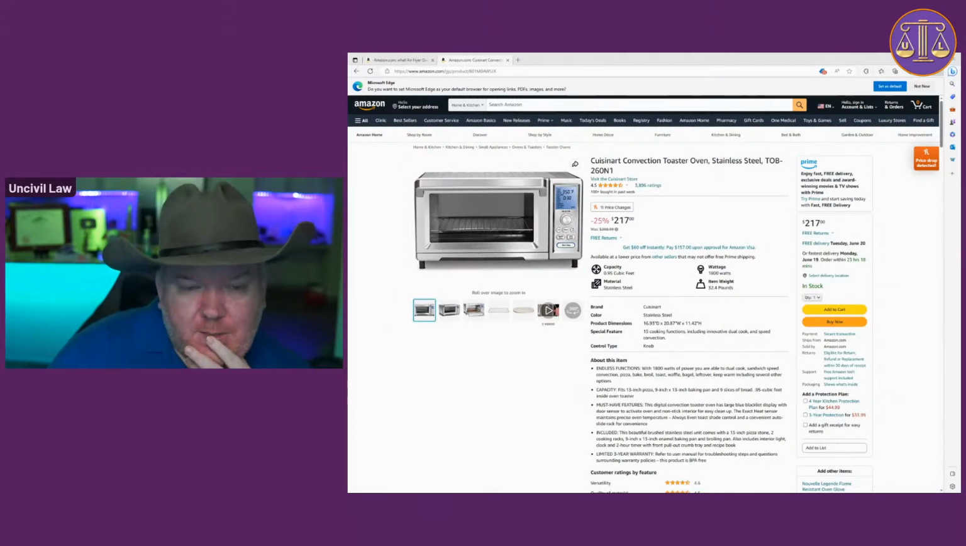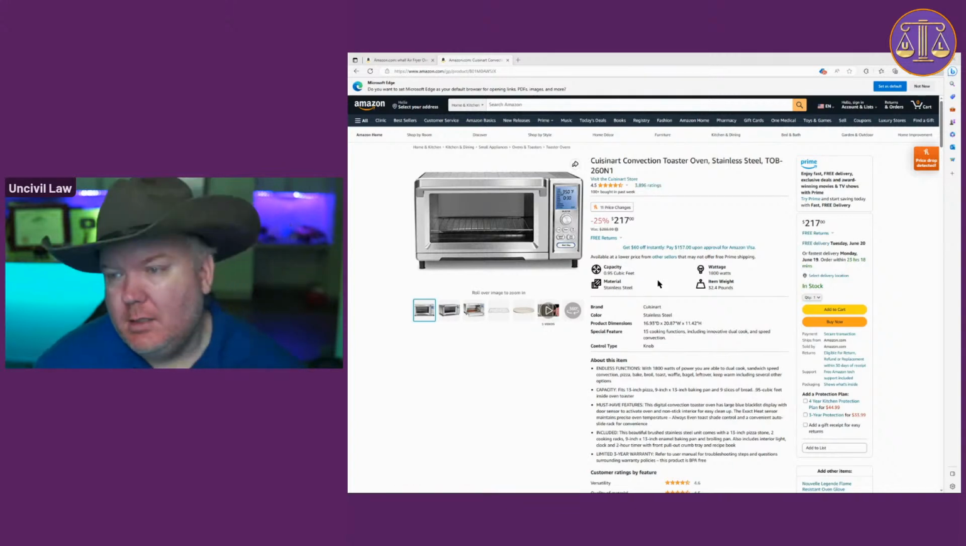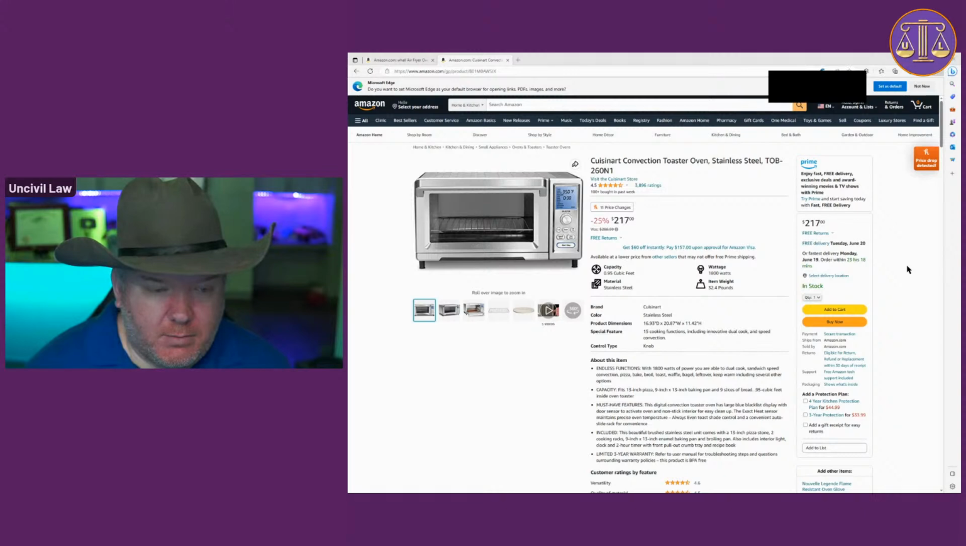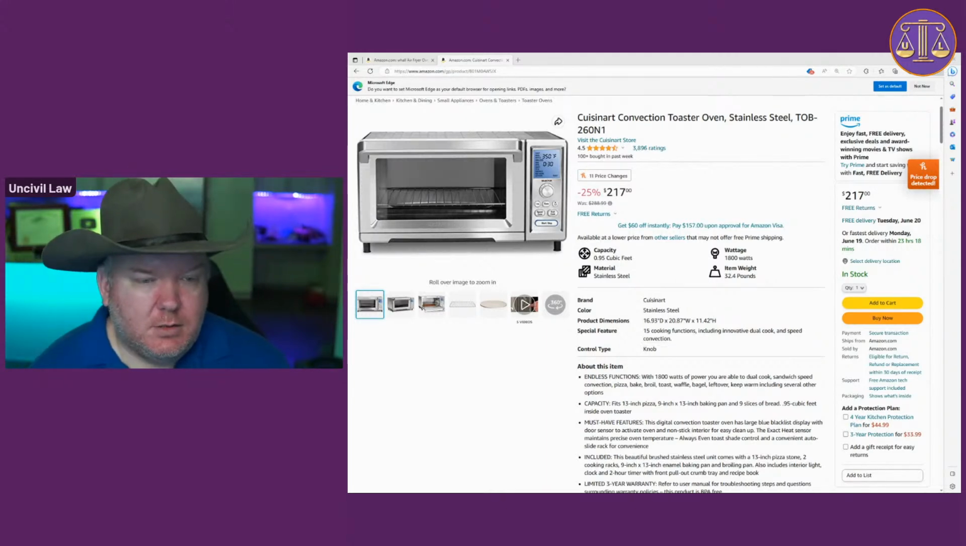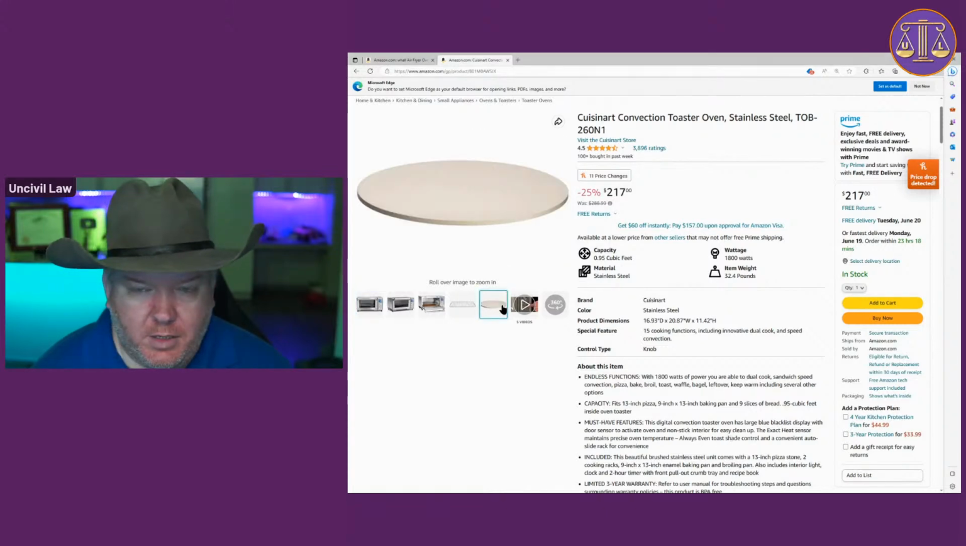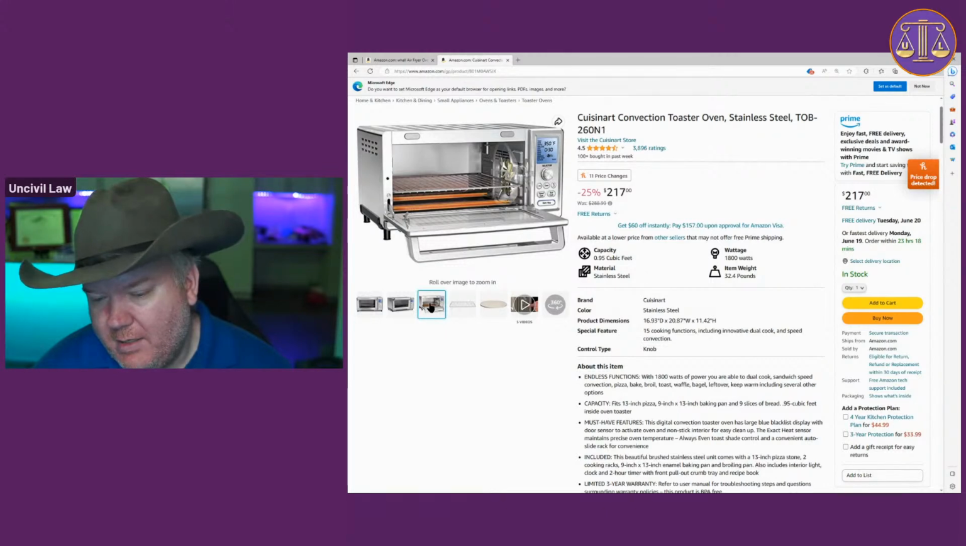All right. So you guys can help me pick between these two and let me know what you think. Share screen, window share. All right. So this is the one I ordered. This Cuisinart convection toaster, stainless steel. 217 was the best price for the last year on it, by the way. It's coming in the mail tomorrow. 15 functions, including dual cook and speed convection. It also comes with a ceramic pizza stone, which is kind of cool. It can apparently fit a 9 by 13-inch baking pan. That's pretty cool.